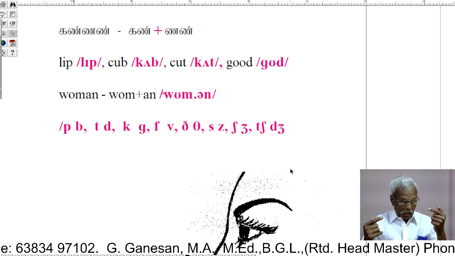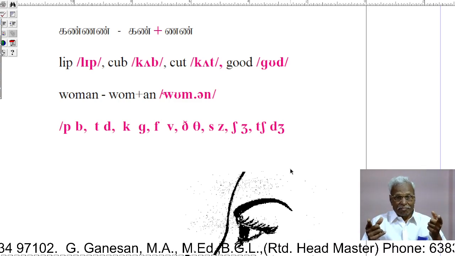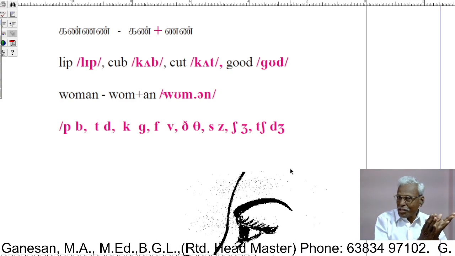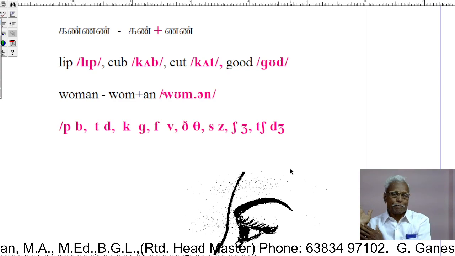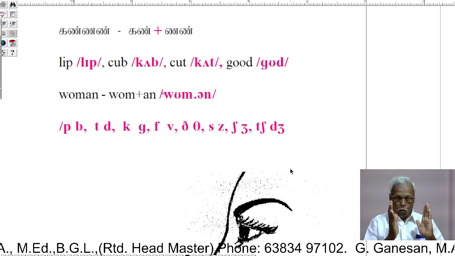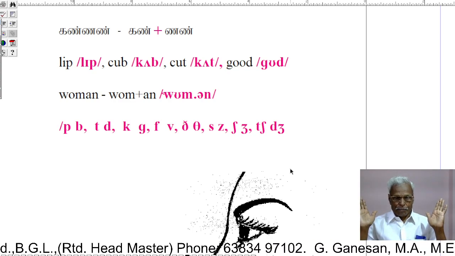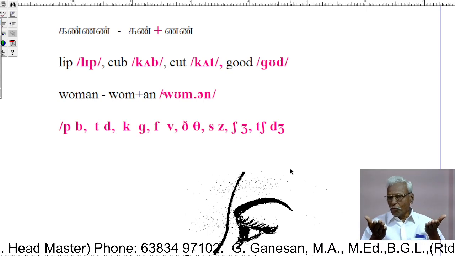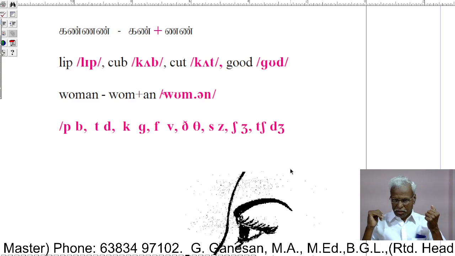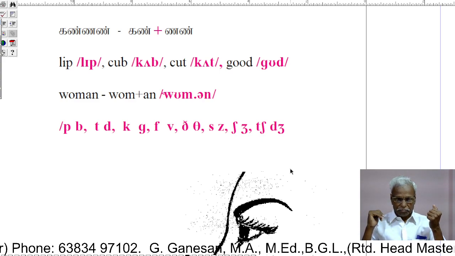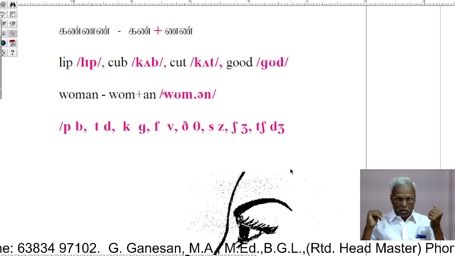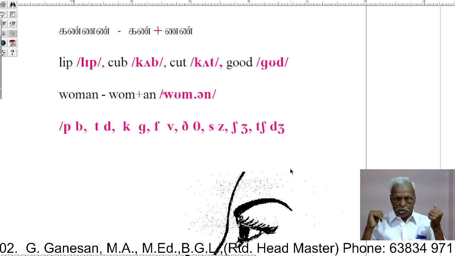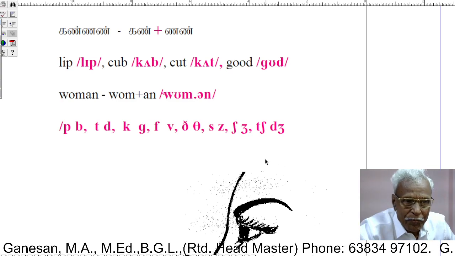But in English, they vary. Some are stressless, some are stressed. That is, some are sounded voiced, some are voiceless phonemes. I have shown here the 16 phonemes.